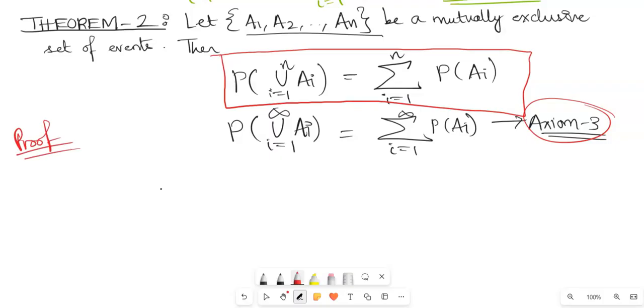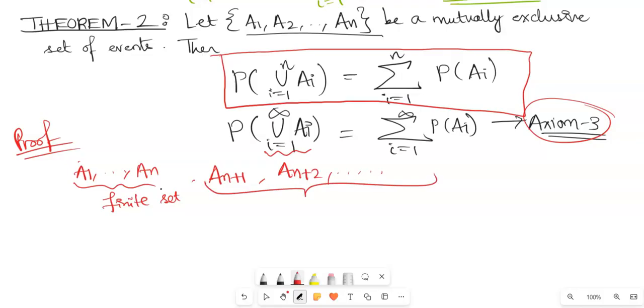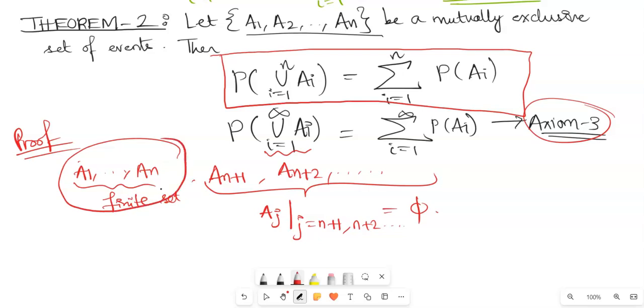So the proof. Let us assume that out of this infinite set, A1 till An is my finite set, and after that An plus 1, An plus 2, dot dot dot, this is my infinite part, it will continue. So assume that Aj, where j is ranging from n plus 1, n plus 2, dot dot dot, they all are null sets. We only have n number of finite sets and the rest are all null sets. Then we invoke axiom 3 to prove the above relation. So we'll see now.